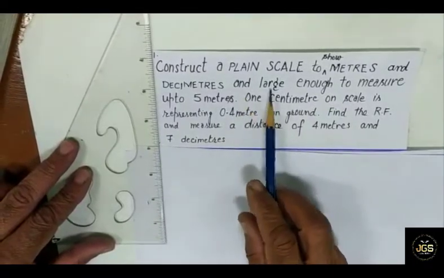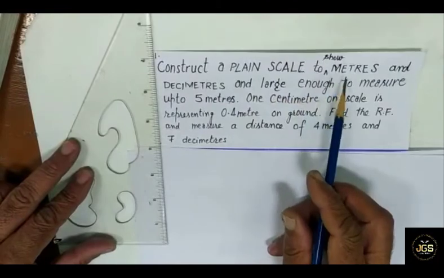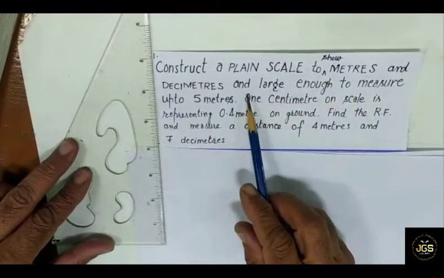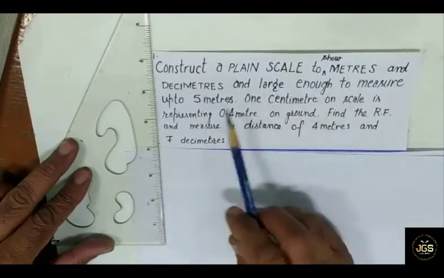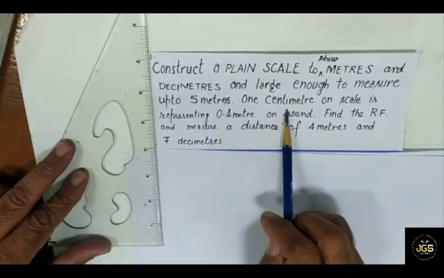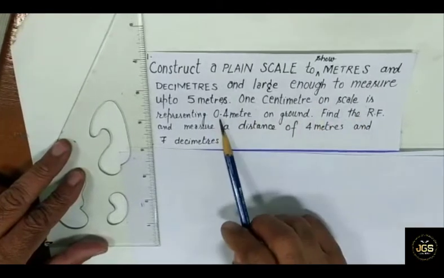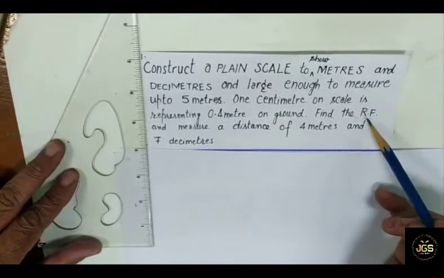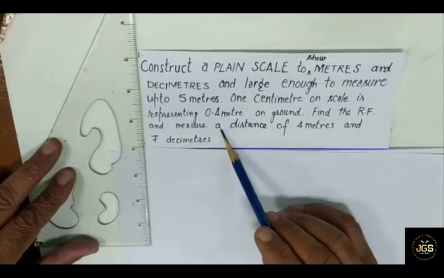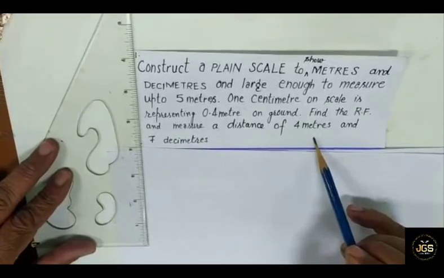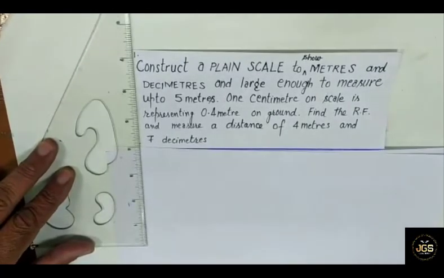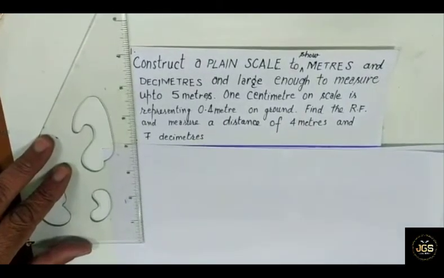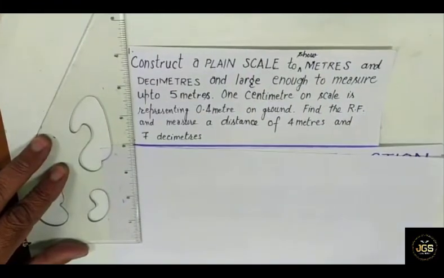Construct a plane scale to show meters and decimeters and large enough to measure up to 5 meters. 1 centimeter on scale is representing 0.4 meters on ground. Find the RF and measure a distance of 4 meters and 7 decimeters. So this is a plane scale. It shows meters and decimeters.